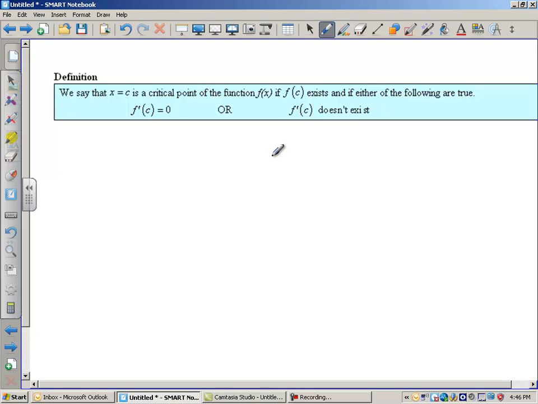All right, we're going to also define what's called a critical point. A critical point is going to be a potential extremum. Now, if a graph has a relative max or min, it has to happen at a critical point. Relative max and mins have to happen at critical points. And these are points where the graph's slope is 0 or the slope does not exist.